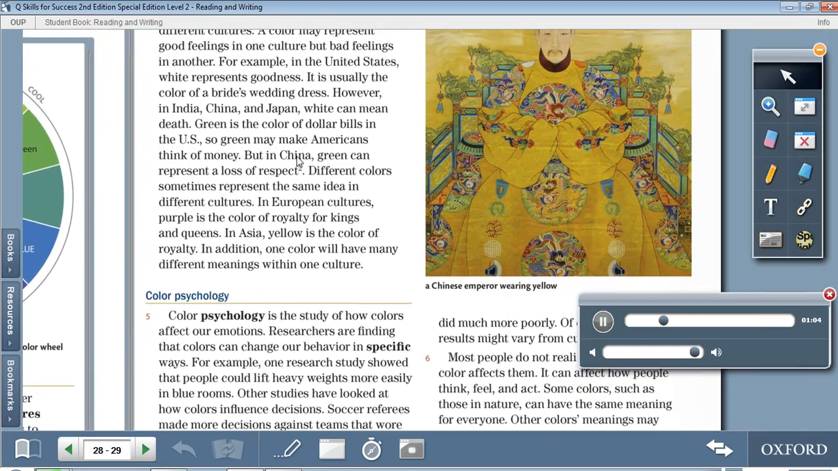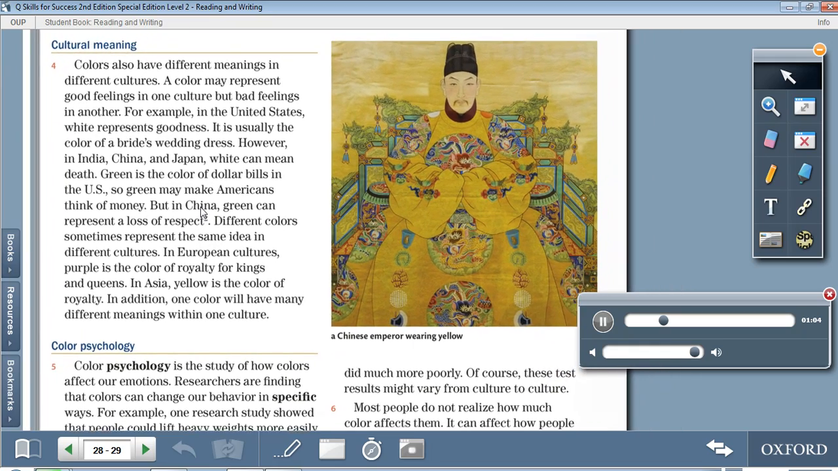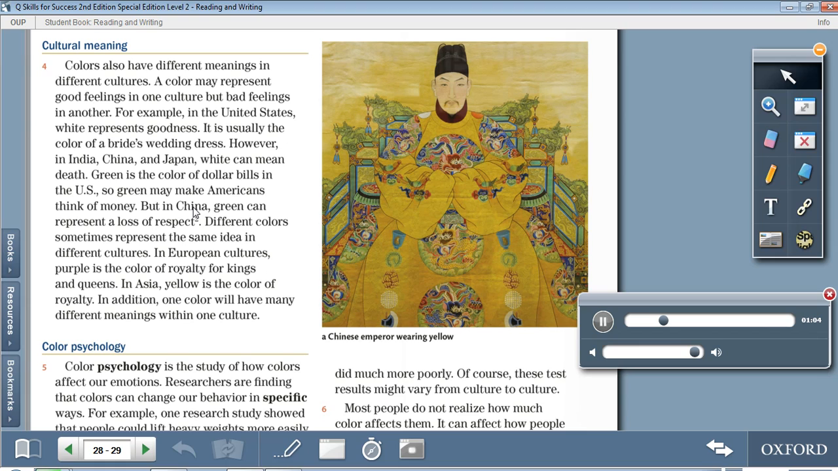Cultural meaning. Colors also have different meanings in different cultures. A color may represent good feelings in one culture, but bad feelings in another. For example, in the United States, white represents goodness. It is usually the color of a bride's wedding dress. However, in India, China, and Japan, white can mean death.